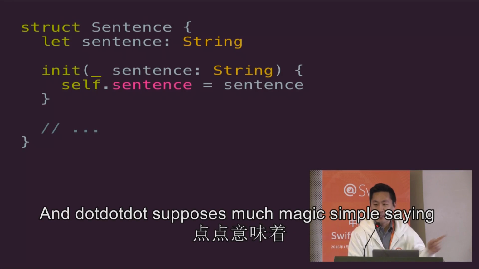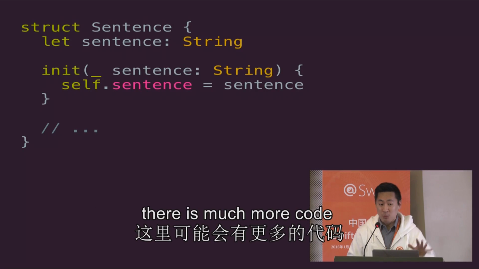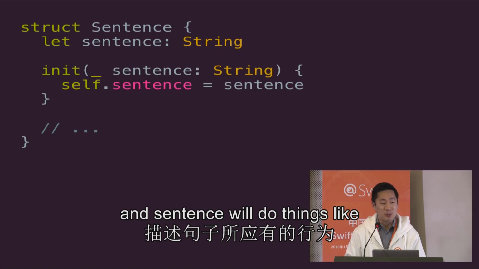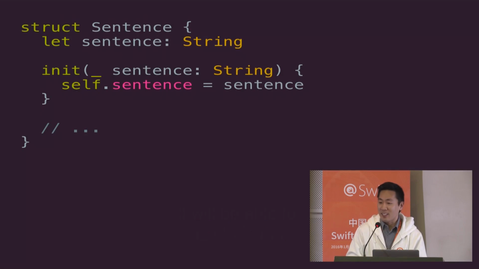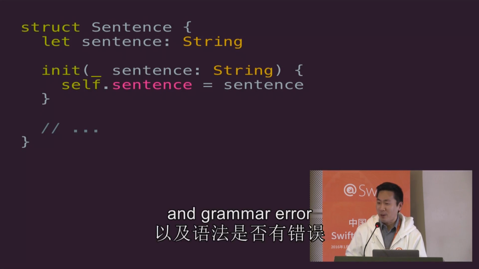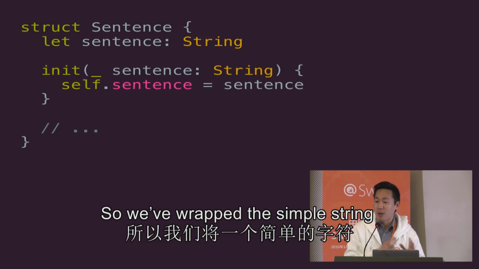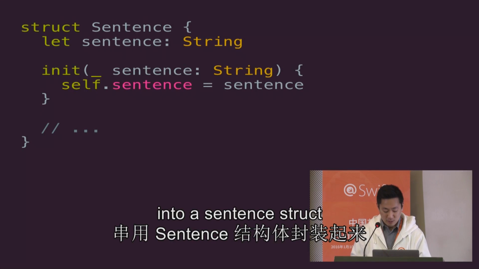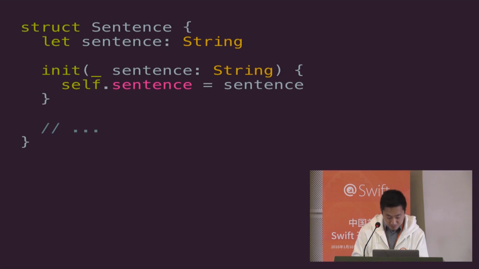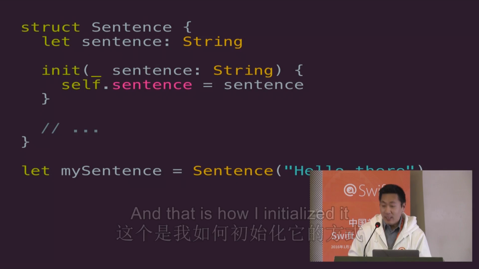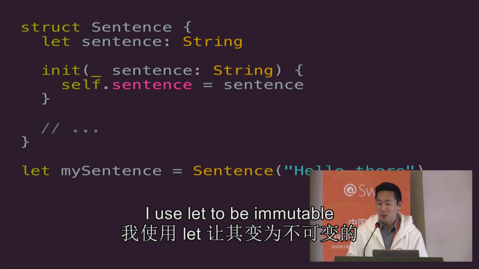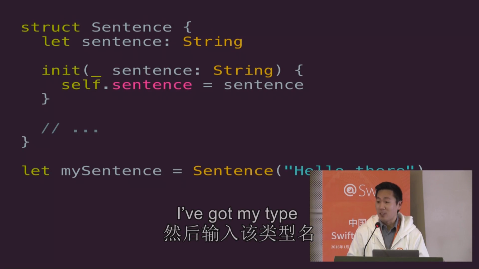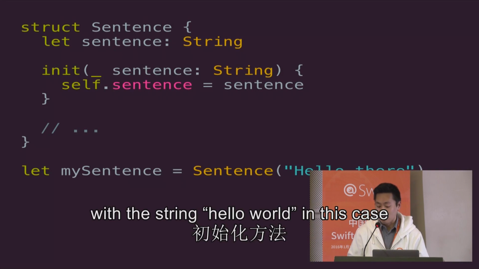And the ... is, of course, the magic symbol saying there's much more code, and the sentence will do things like maybe check the spelling. It'll be able to analyze the sentence for errors or grammar errors or something like that. So we've wrapped a simple string into a Sentence struct. And that's how I'd initialize it. I just say let, I'm using let to be immutable. I've got my type, and I call the initializer with a string, "hello world" in this case.